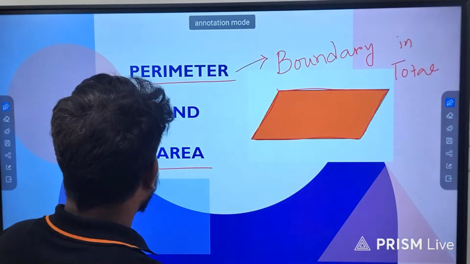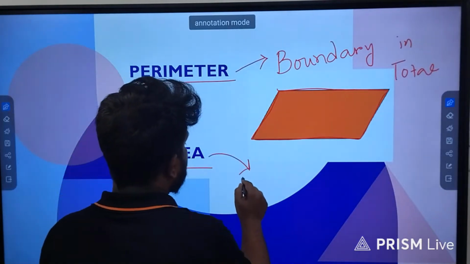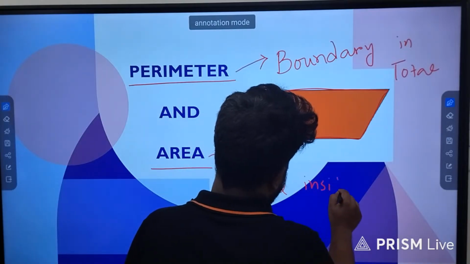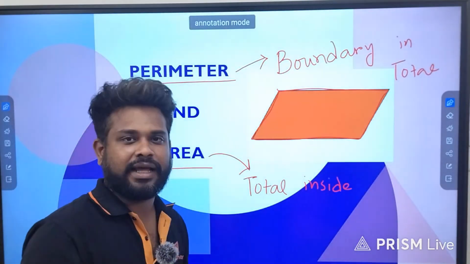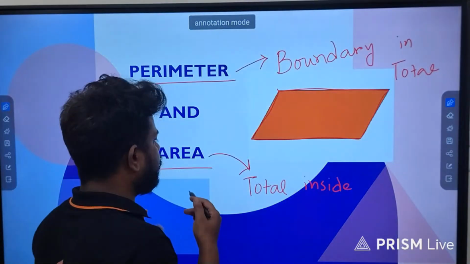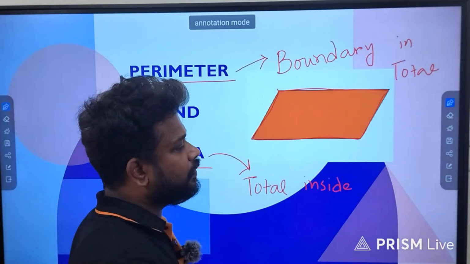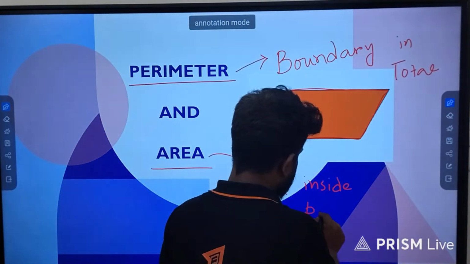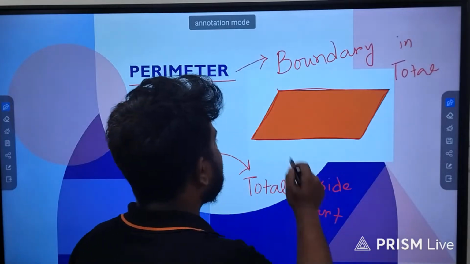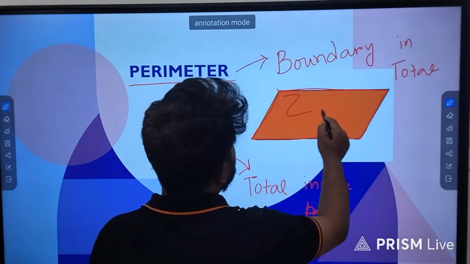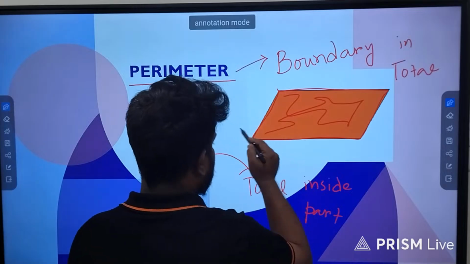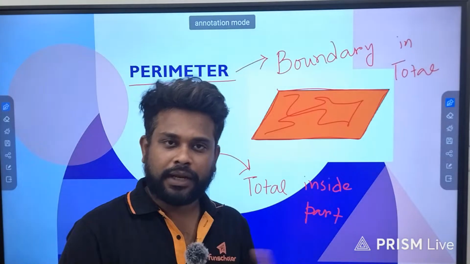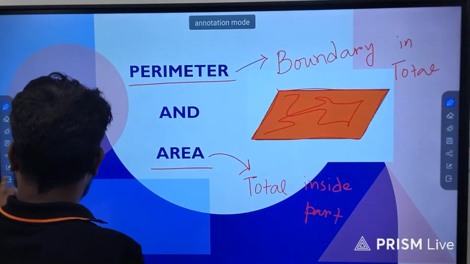Obviously. Okay, and talking about area, the area is the total inside. Someone may say total inside area, but since we are discussing area, it would be better if you call it the total inside part. That means in this figure this total orange part is the area, and the total red part, or total boundary, will be the perimeter. Okay, so let's go further.